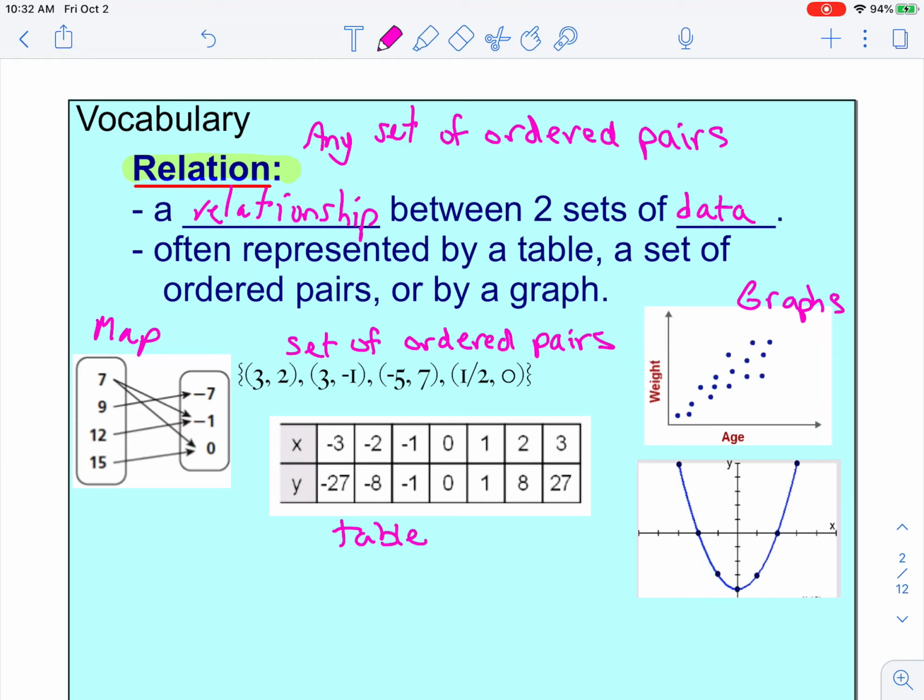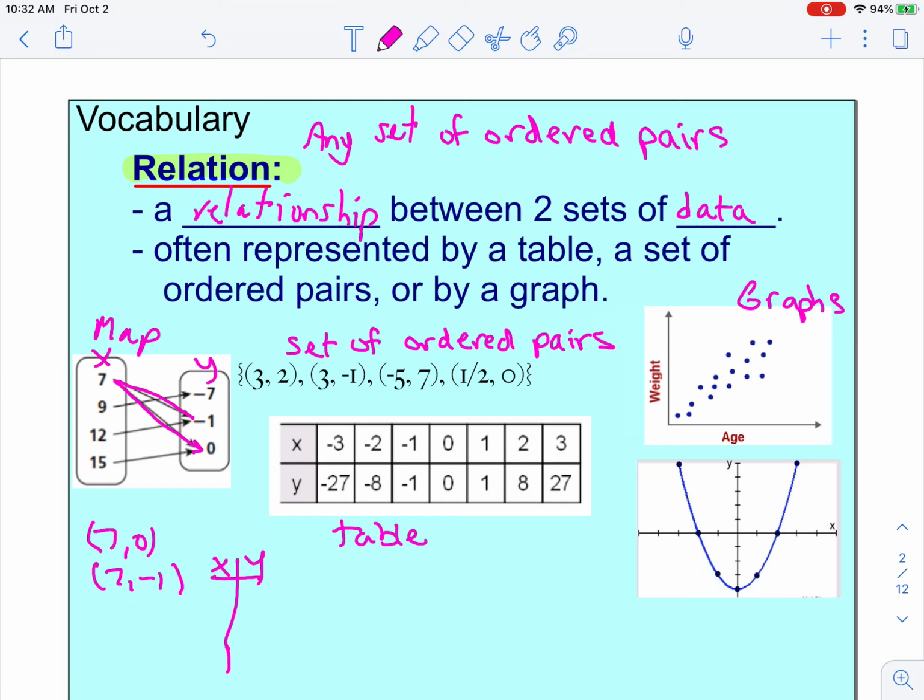So a map is really the same as ordered pairs. These are like your X's and these are like your Y's. Let me try again. These are X's, these are Y's. So this 7, as an X, goes with 0. So that would be the ordered pair 7, 0. But the 7 also has an arrow going to -1, so you'd also have an ordered pair 7, -1. It's kind of like a T-table also, okay? So that's how we represent relations and functions a lot of times.